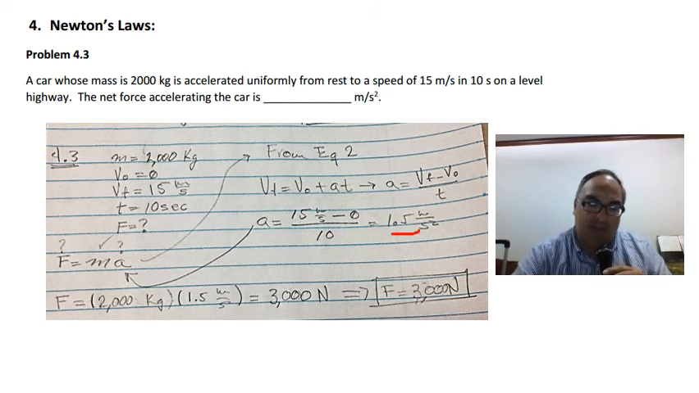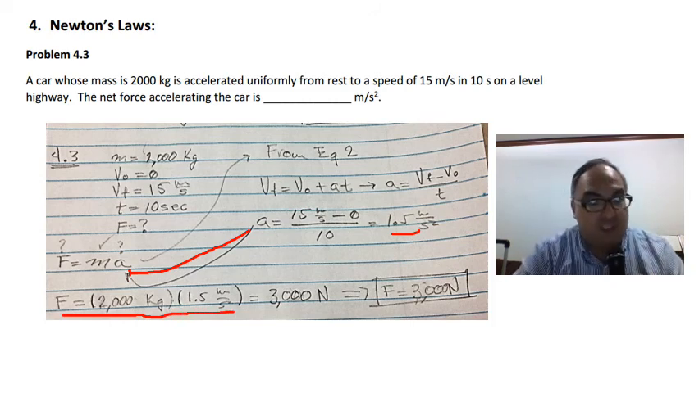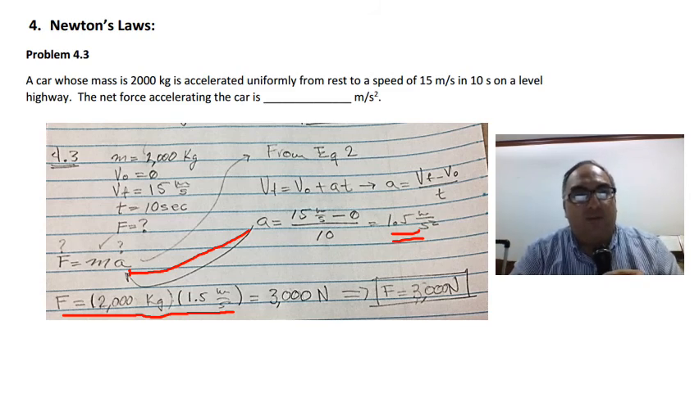Now that we have our acceleration, we go and plug it in to this equation. So we'll end up with force equals mass, which is 2,000 kilograms, times acceleration, which is 1.5. We calculated that here. That will be the multiplication with 3,000 newtons. So our force, the net force accelerating the car, will be 3,000 newtons. So let's go to the next one.